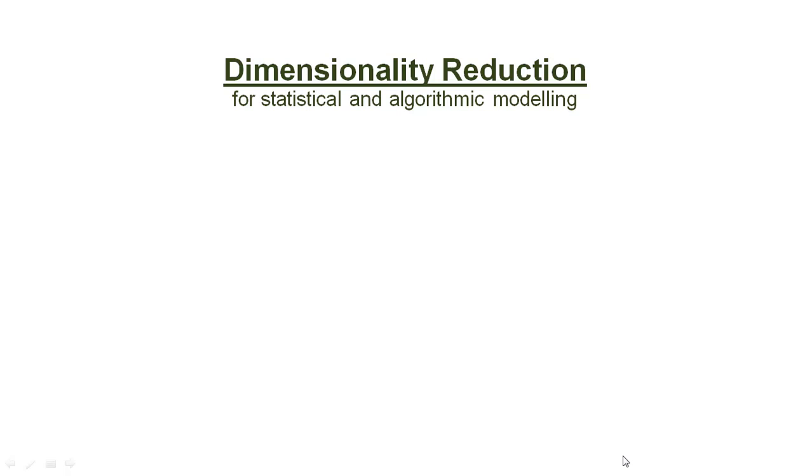Hello. Dimensionality reduction is about pruning the number of variables in statistical and algorithmic models to the absolute essentials. This forms part of what is now called feature engineering. I'm going to take you through the why and how of this, and I'll do it in 4 easy stages.